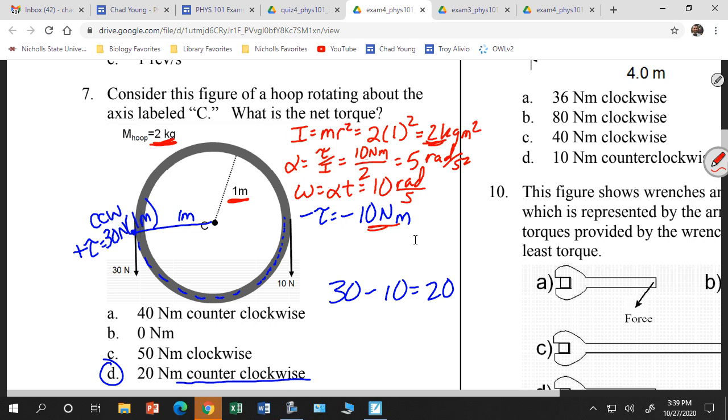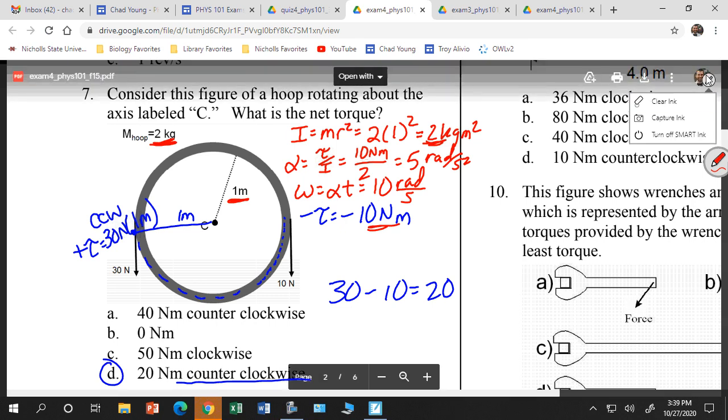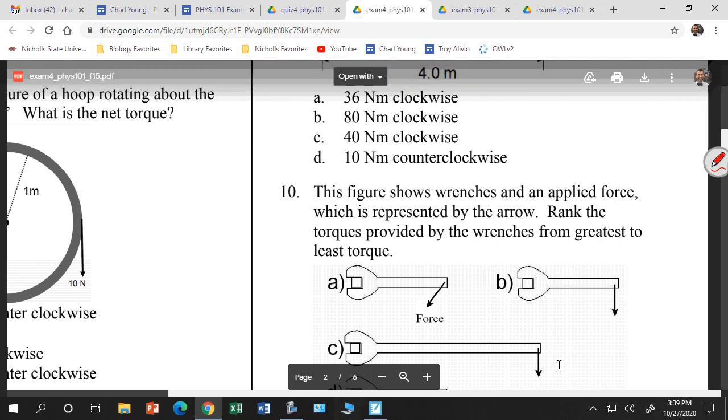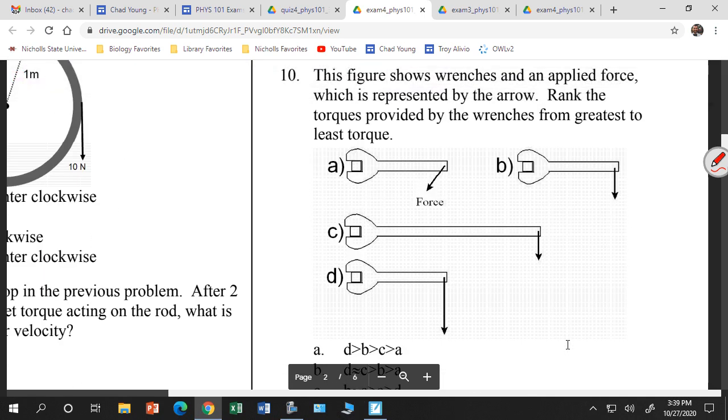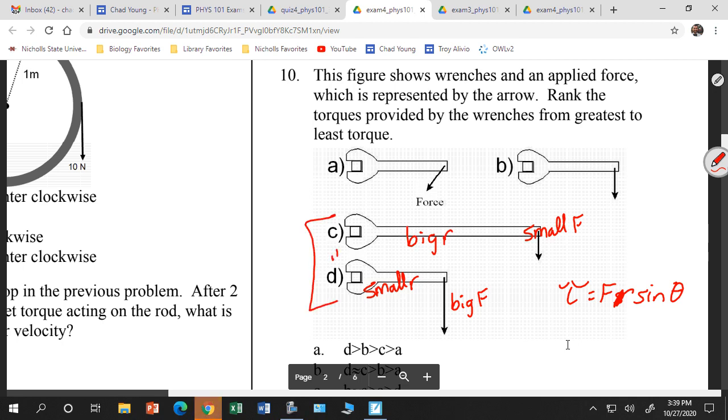Be prepared, like number 10. I like these ranking questions. It works well in this chapter to do ranking questions. So like number 10, this is where you're ranking the torques from greatest to least. Remember torque is equal to F r sine of theta. So there are a couple ways to make my torques bigger. Here I have a big force and a small r. And here I have a small force and a big r. So these two actually have the same torque. Here I have a small force and a small r.